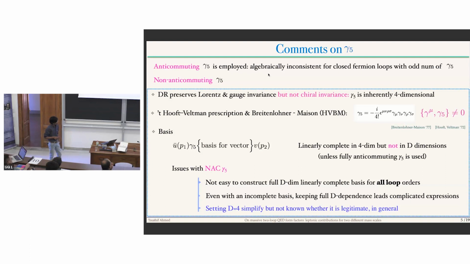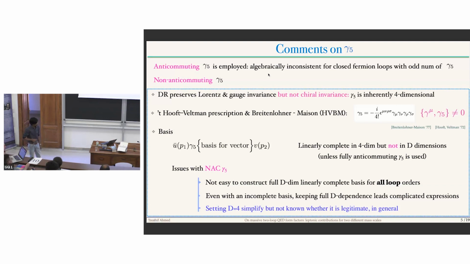And therefore, when you want to use this non-anti-commuting gamma 5, which is essentially the case if you have some anomaly present in your calculation, then it is not easy to construct the full D-dimensional linearly complete basis that will be valid to all loop orders. And even with an incomplete basis, if you really keep the full dependence, then you will see that sometimes the size of the projector will become so large that it's really inconvenient.